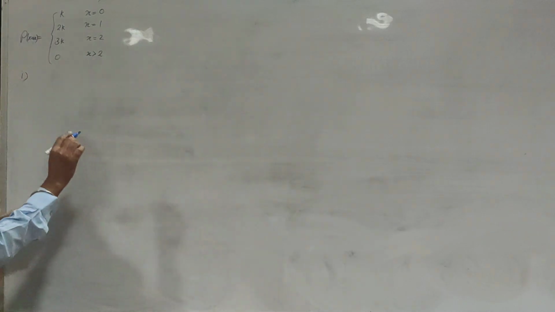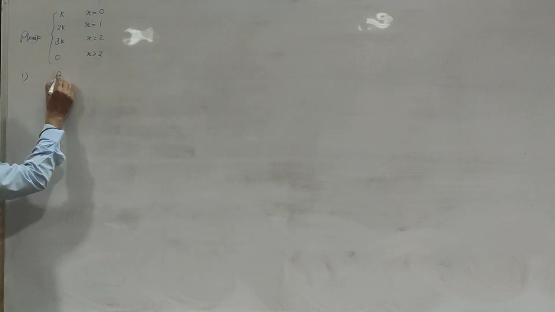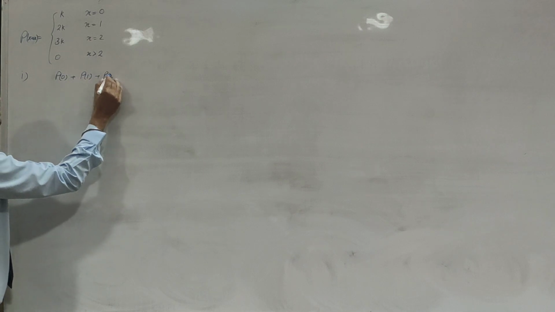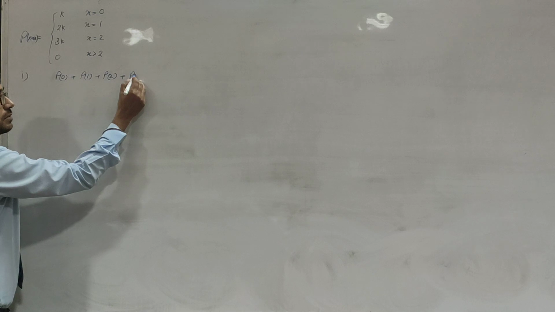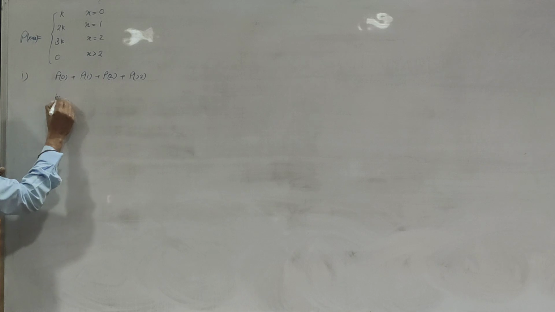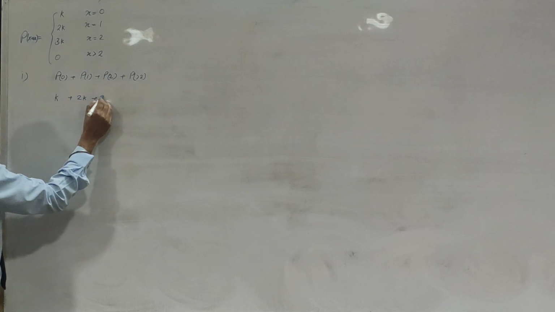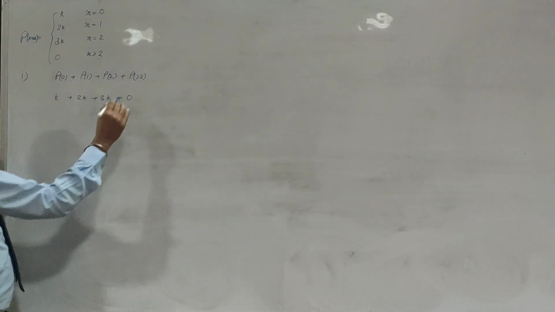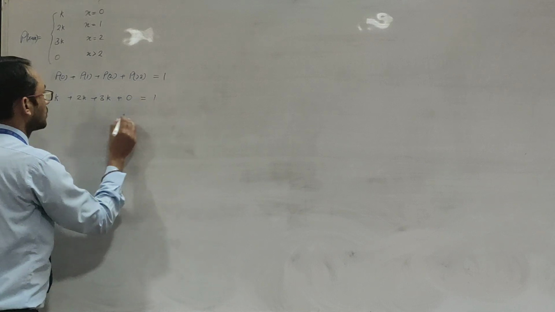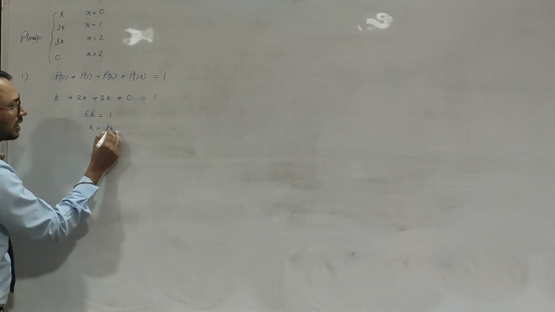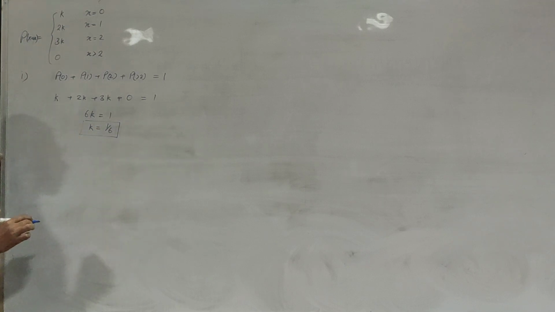For calculating the value of k, we must know P0 plus P1 plus P2 plus P otherwise, meaning greater than 2, I am writing. So it is k plus 2k plus 3k plus 0. The sum of all the probabilities is 1. So 6k equals 1, or the value of k is 1 upon 6. This is the very first question. We were supposed to calculate the value of k.